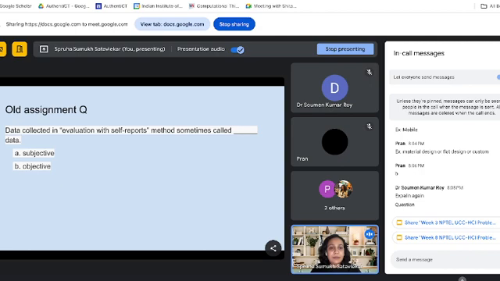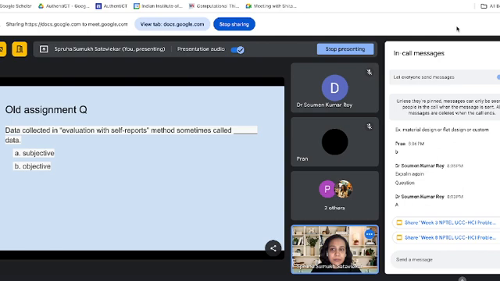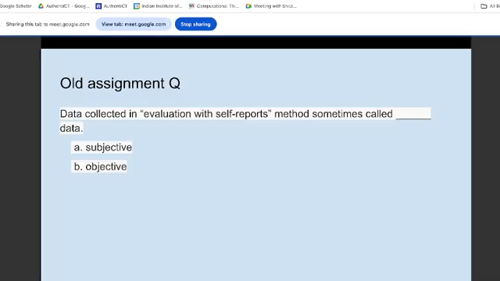Here's a question from assignment. Yeah. A is the correct answer.